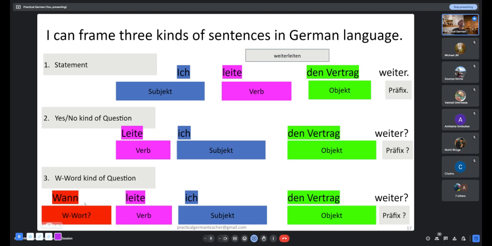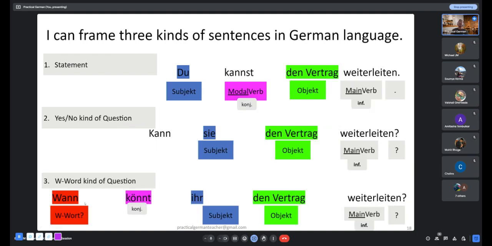When am I forwarding the contract? All right, I hope you got that. And what happens if you use a modal verb along with it? The benefit of using a modal verb is that it does not matter whether it is a separable verb or a normal verb, you just write it as it is, together. So you don't have to worry about where to place the weiter. You just write weiterleiten as it is.